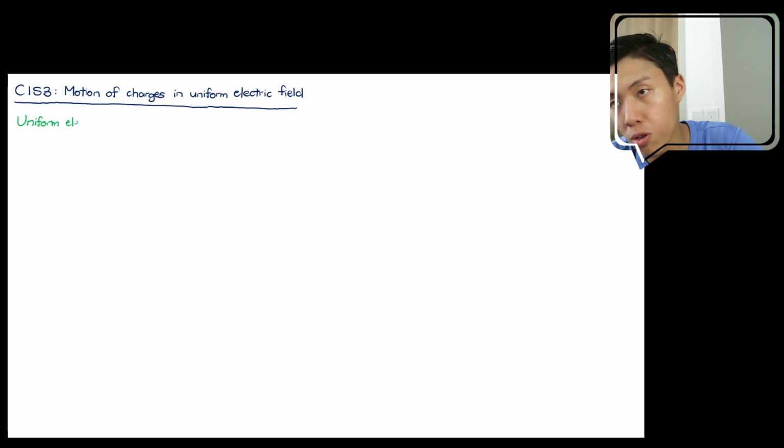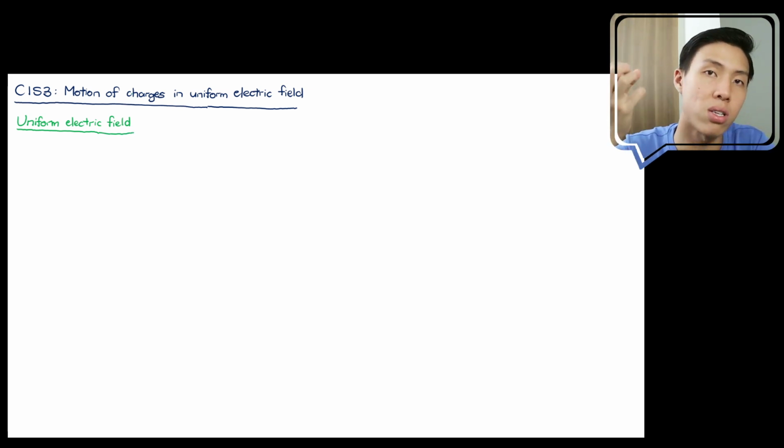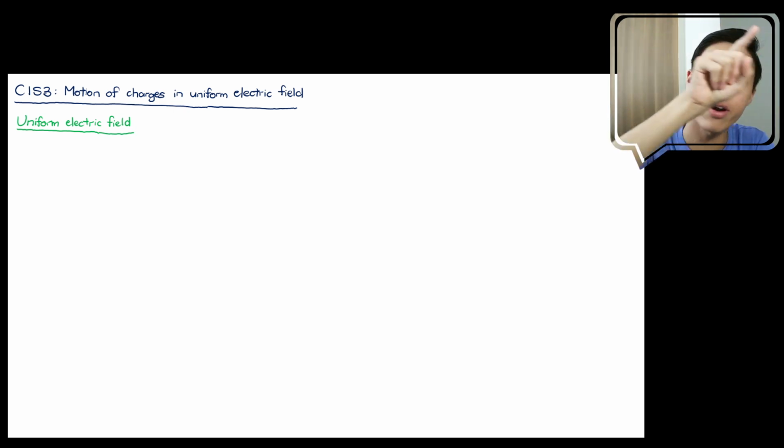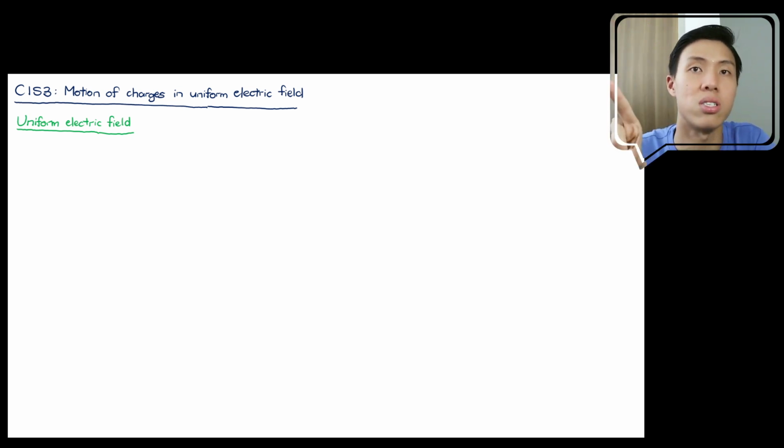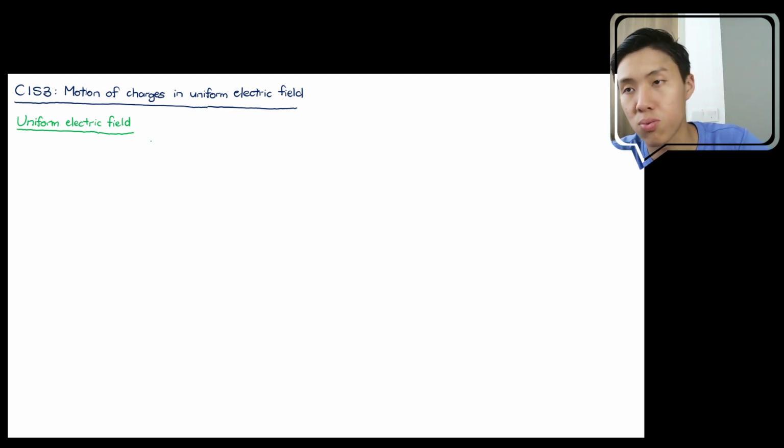So the word uniform here means it's the same. So if we are talking about electric field, what does it mean when they are the same? It means that all across the region, the electric field has a constant magnitude and a constant direction. It means that no matter where you look in that region, you'll find the electric field at any position in that region to have the same electric field strength, the magnitude, and same direction as well.